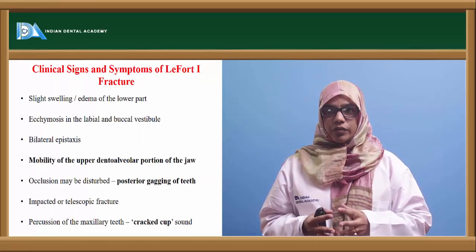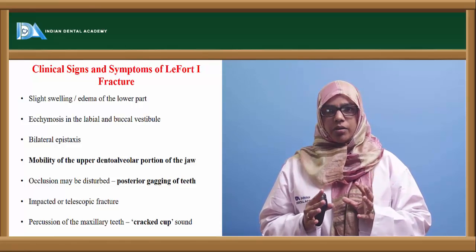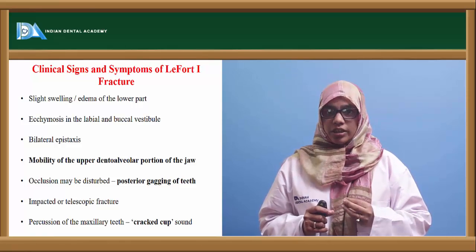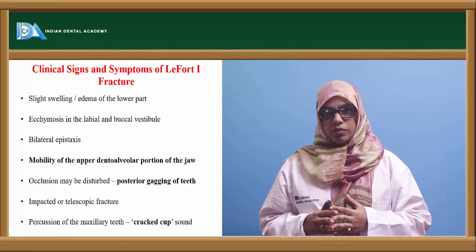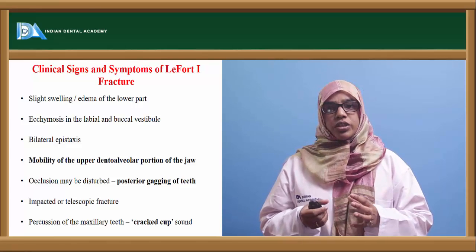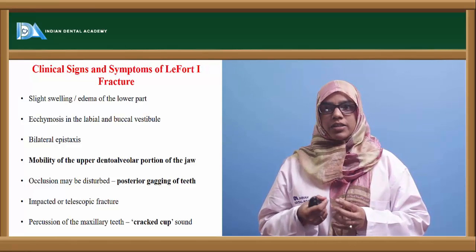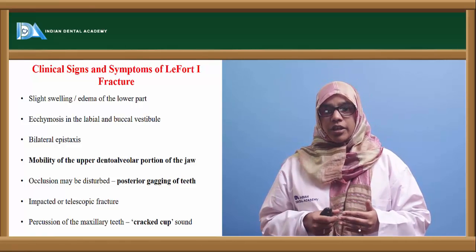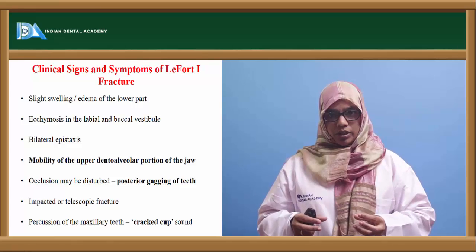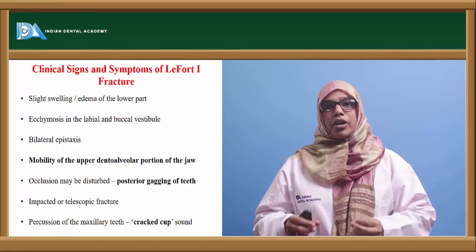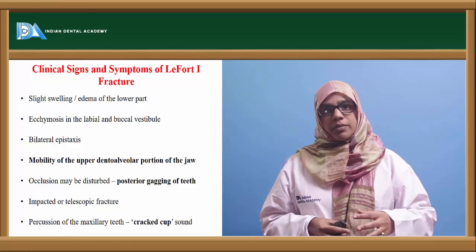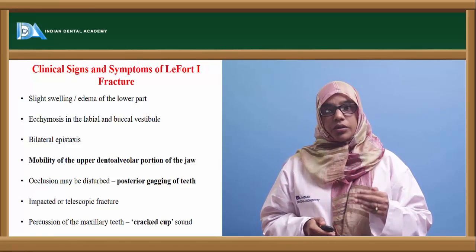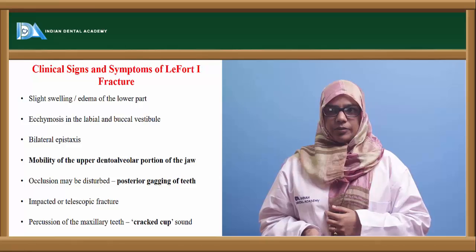So if you see its clinical features, there will be slight swelling, mild edema, more commonly concentrated over the lower lip. There will be ecchymosis bilaterally, in the buccal vestibule or labial vestibule. Bilateral epistaxis will be there. You could easily mobilize the dentoalveolar segment with your hand. It is also called a floating fracture or Guerin fracture. Occasionally, the posterior teeth might drop down, which will hit onto the posterior mandibular teeth, resulting in posterior gagging. Sometimes impaction can also take place of this fracture segment superiorly. When you percuss on the maxillary teeth, a cracked pot sound is heard.